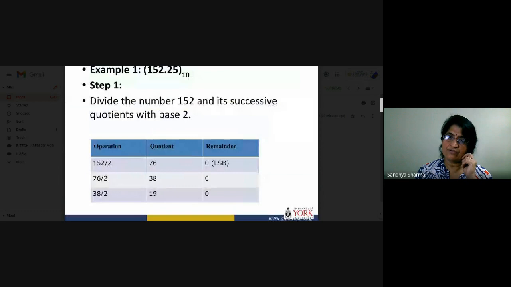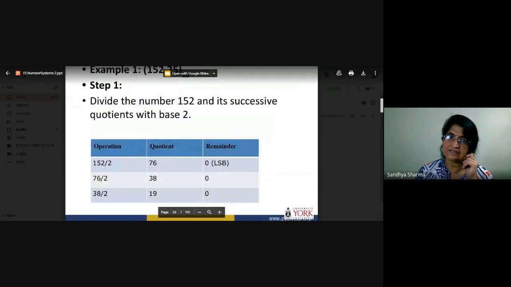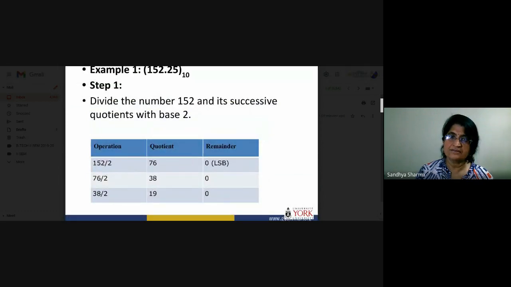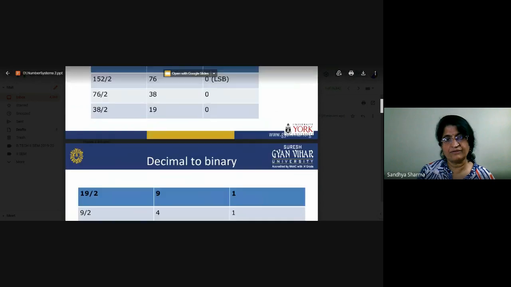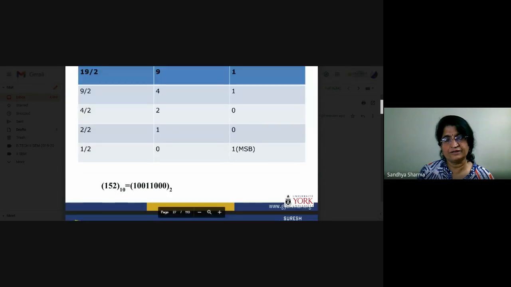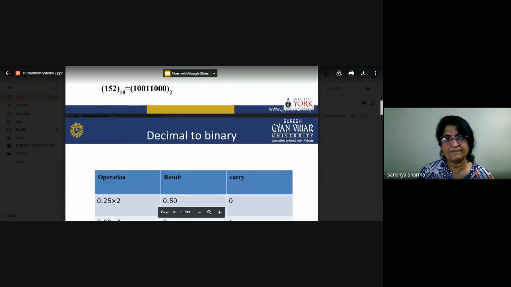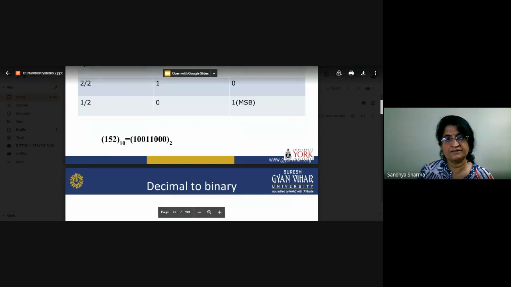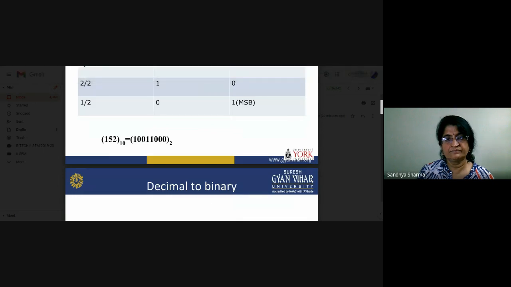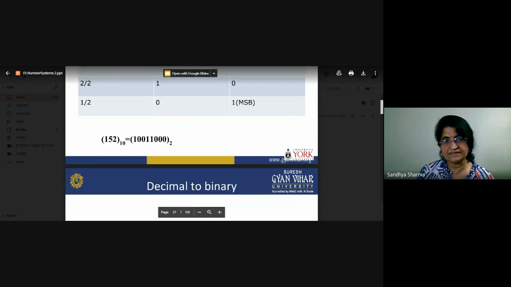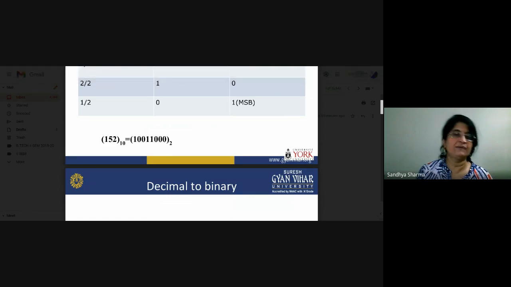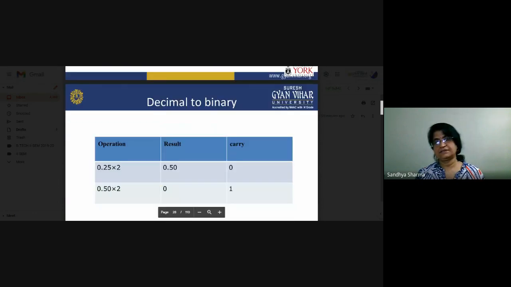Here we have to convert 152, using successive quotients. You have to divide 152 by 2, and again by 2. This is a representation of binary. So the decimal number is converted into a binary number. Now what will happen here? This is decimal to binary, but it has a fractional part.